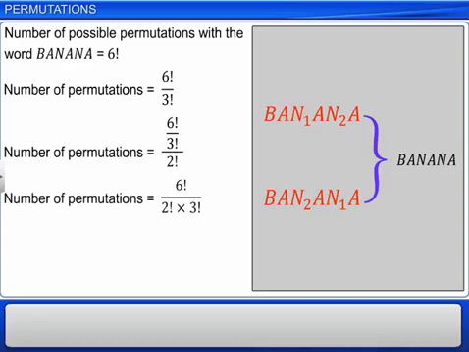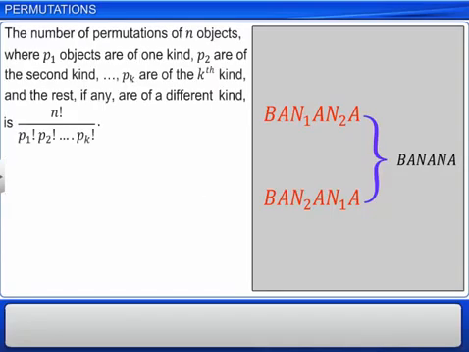This can be generalized into a formula. The number of permutations of n objects, where P1 objects are of one kind, P2 are of the second kind, Pk are of the kth kind, and the rest, if any, are of a different kind, is n factorial divided by the product of P1 factorial, P2 factorial, and so on up to Pk factorial.